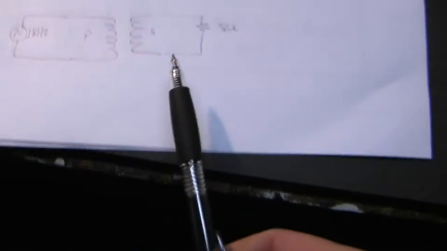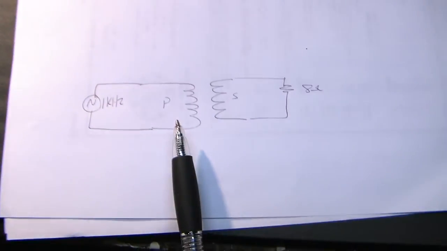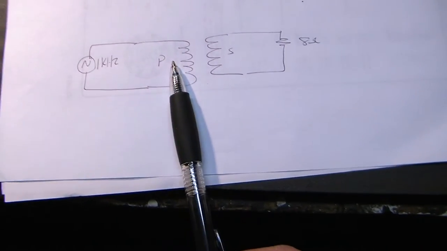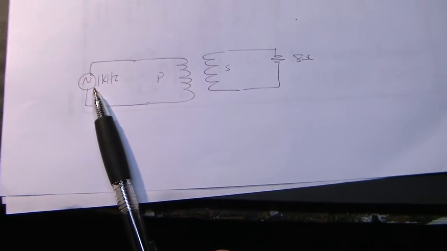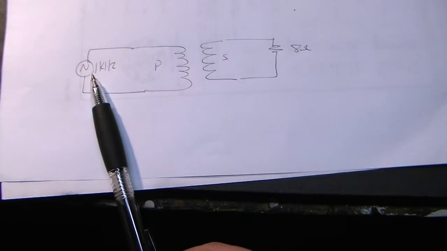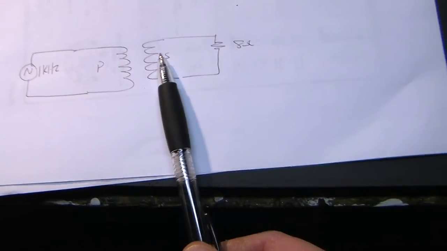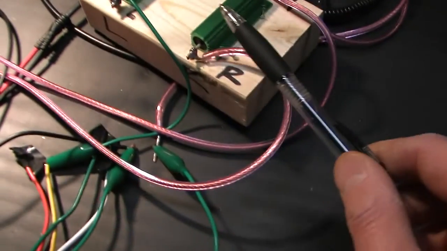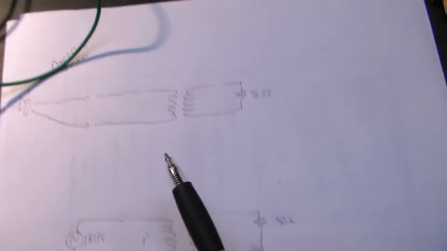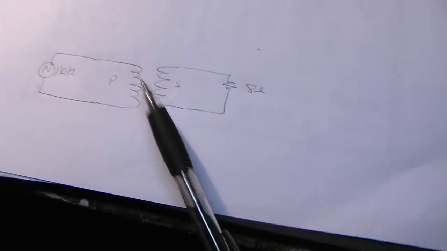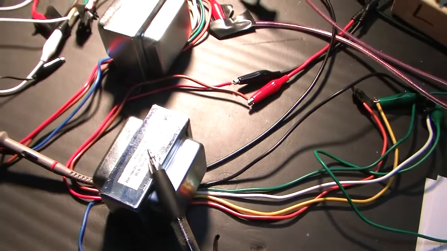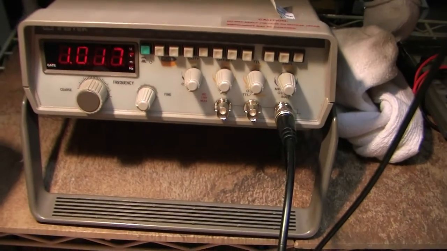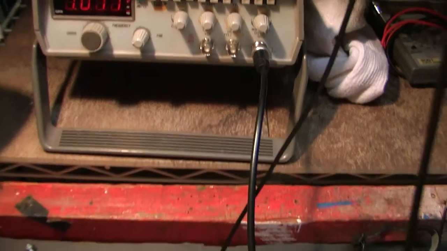So one transformer, I've got the primary side connected to a 1 kilohertz input sine wave, and the secondary side is loaded with one of these 8 ohm dummy loads. The other transformer, okay, so this transformer here is going to be this one. And I've got it connected to my function generator directly.